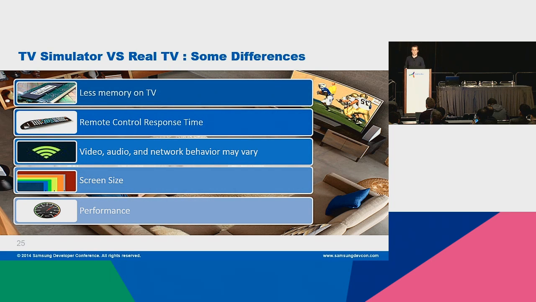So some differences between the simulator and real device. Well, there might be less memory on the real TV. Remote control response time is something you want to check out to make sure it's different. And video, audio, and network behavior may vary. Network one can be particularly tricky.